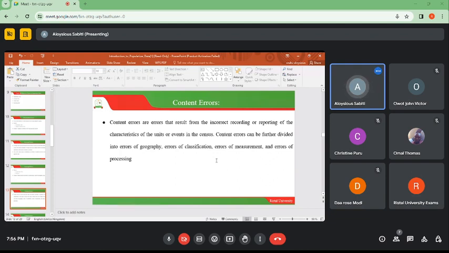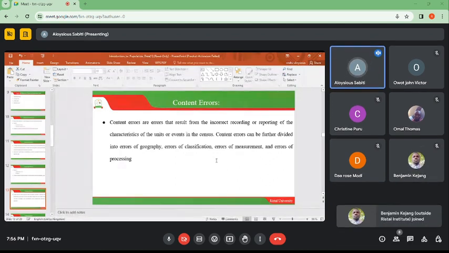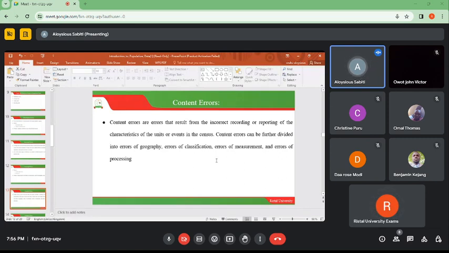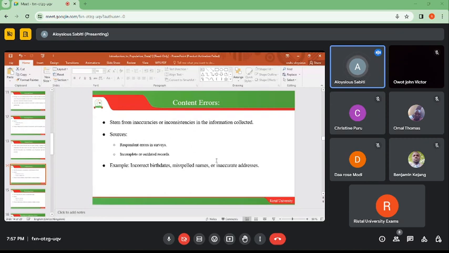Sometimes it is very hard for individuals to measure, and measurement has errors regarding age and so forth. Some individuals may not be very comfortable mentioning their ages, but also they may not be aware of their ages, and therefore having measurements of such age become a little hard, and that is where we have content errors that arise in population data. And they stem from inaccuracies or inconsistencies in information collected.